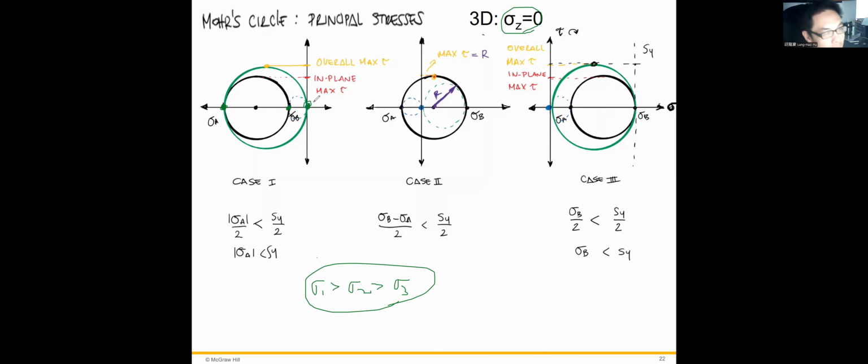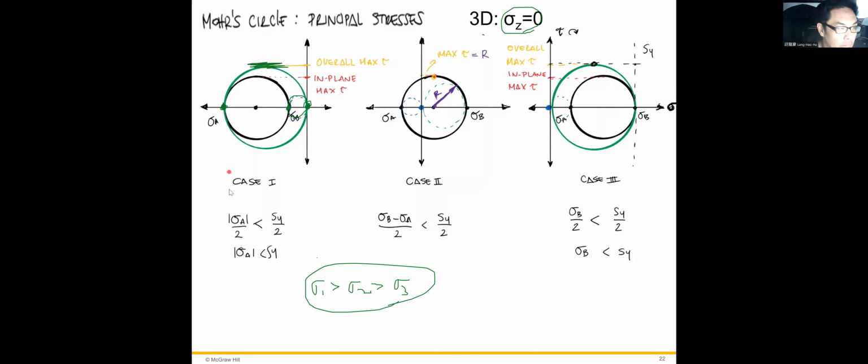Okay, so in this case, sigma A and sigma B are both negative, right? Therefore, we can plot three Mohr circles, right? So we have them right here. Okay, so where's the maximum shear stress? Right here. Here's the maximum shear stress.